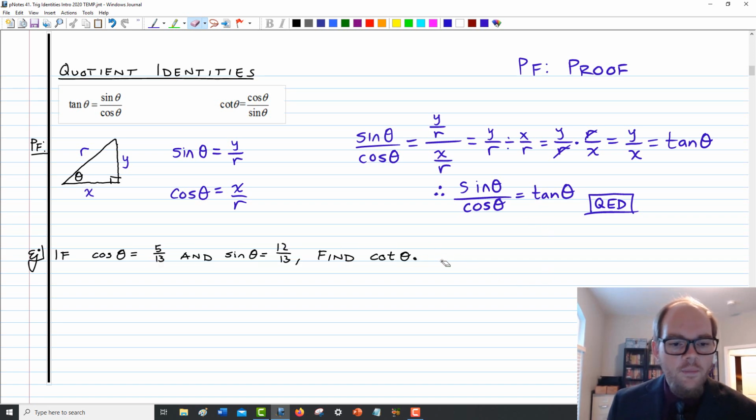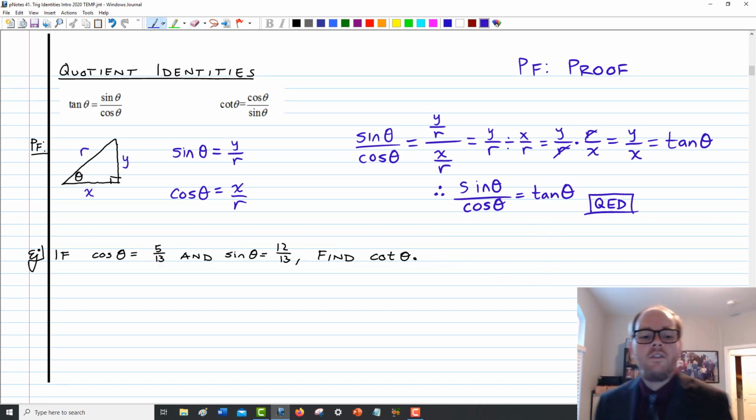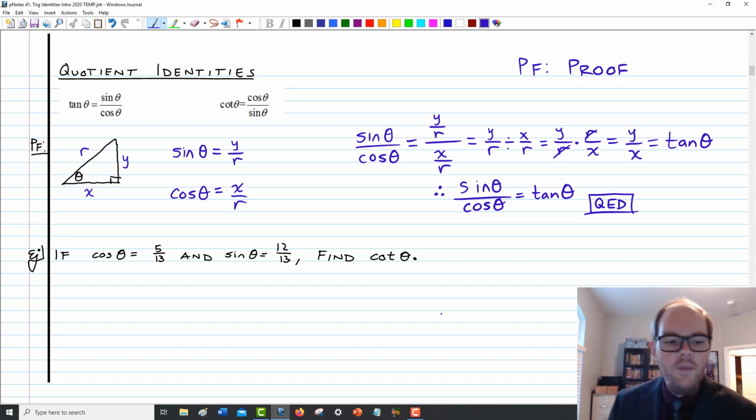But as far as examples go, we can take a look at how this could save us a little bit of time. In our example right here, we're told that cosine of theta is 5/13 and sine of theta is 12/13. They want us to find cotangent of theta. Now again, if we think this through the old-fashioned way, we could go backwards and draw a triangle out, label things, and then figure it out from there. But we don't actually have to do that anymore.